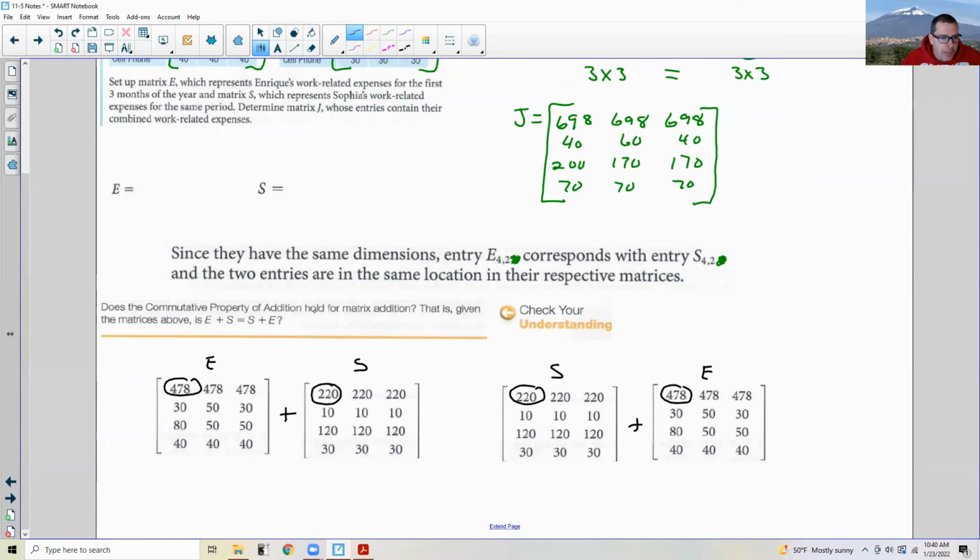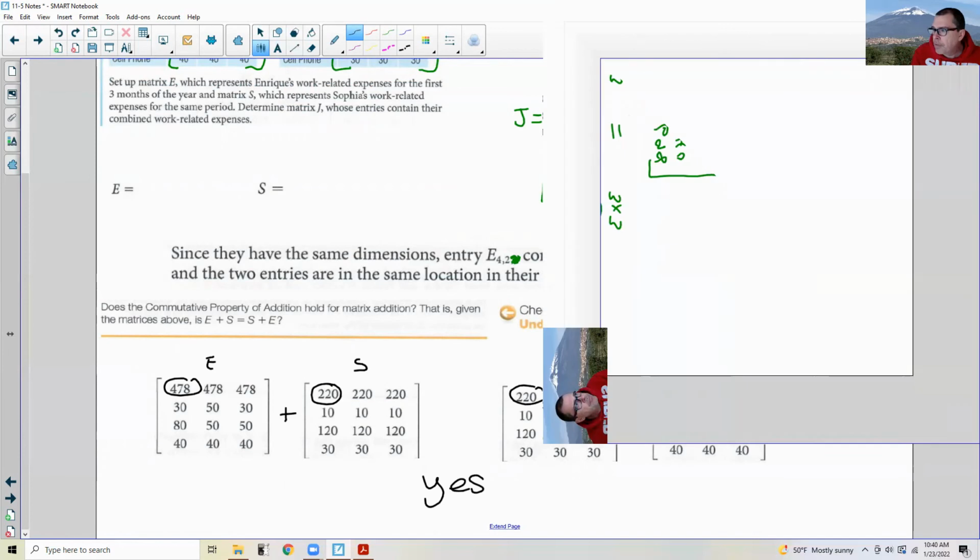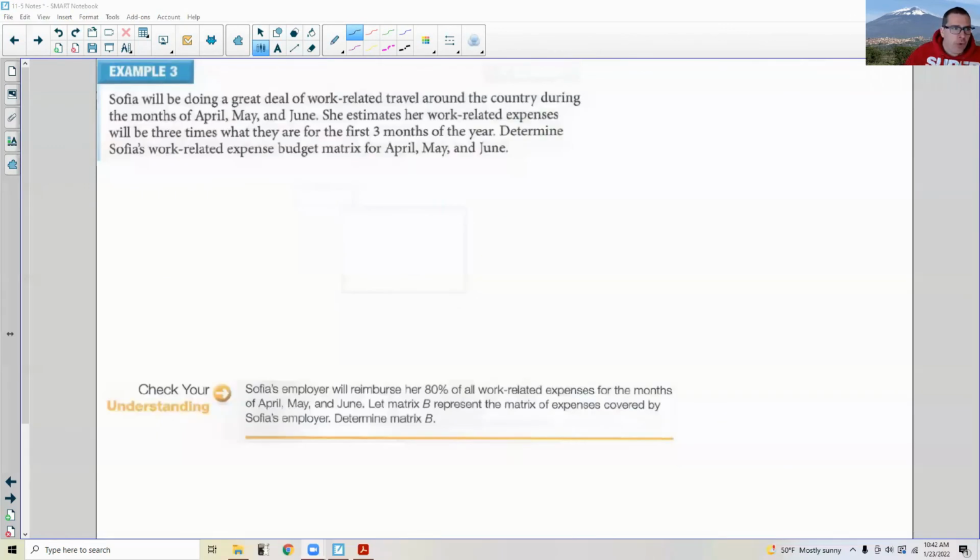So does the commutative property of addition hold for matrix addition? And the answer is, I was almost going to write no. It is yes. Yes. The commutative property of addition holds for matrix addition. Okay, so moving along to example 3, but before I do, let's just recap.